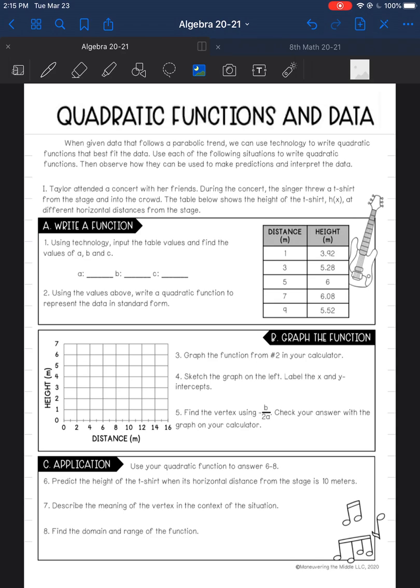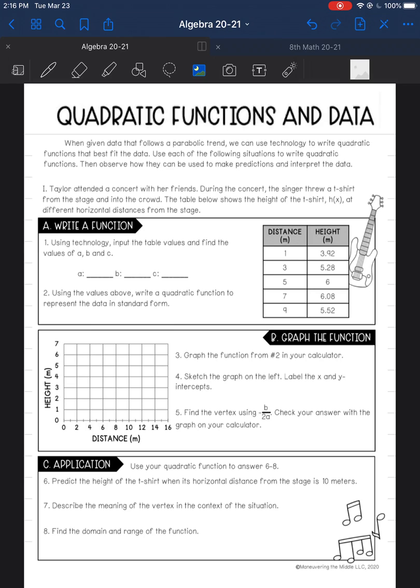When given data that follows a parabolic trend, we can use technology to write quadratic functions that best fit the data. Use each of the following situations to write quadratic functions, then observe how they can be used to make predictions and interpret the data. So that's pretty much the basis of what we're going to do.